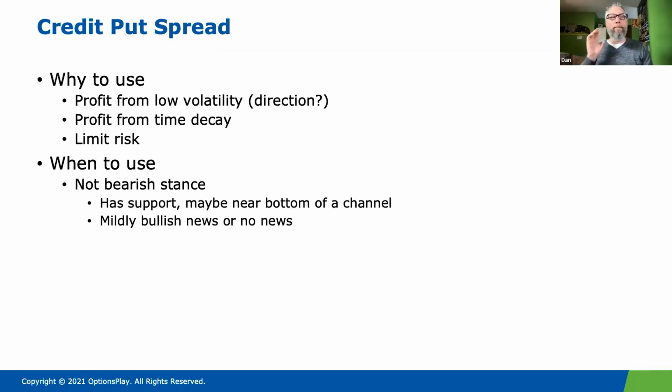So guess what? The put credit spread is just as easy. It's basically the call credit spread, but for the opposite scenario. We use it because we believe that there will be a low volatility environment, particularly maybe drifting a little higher or at least not going down. And we want to profit from time decay with limited risk.